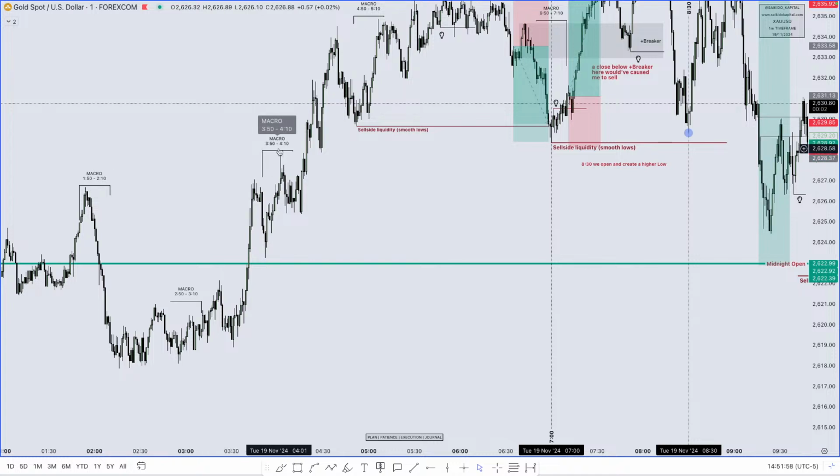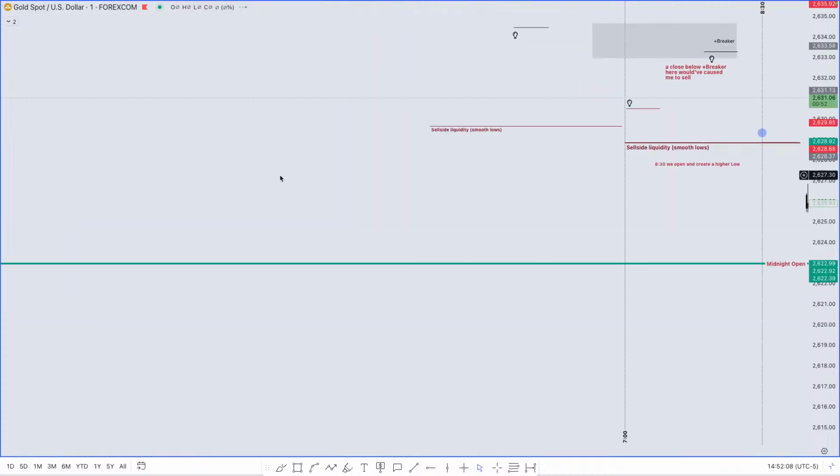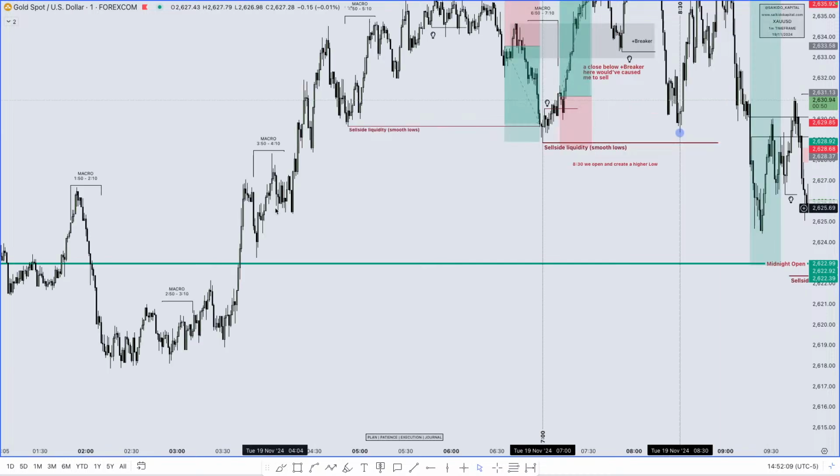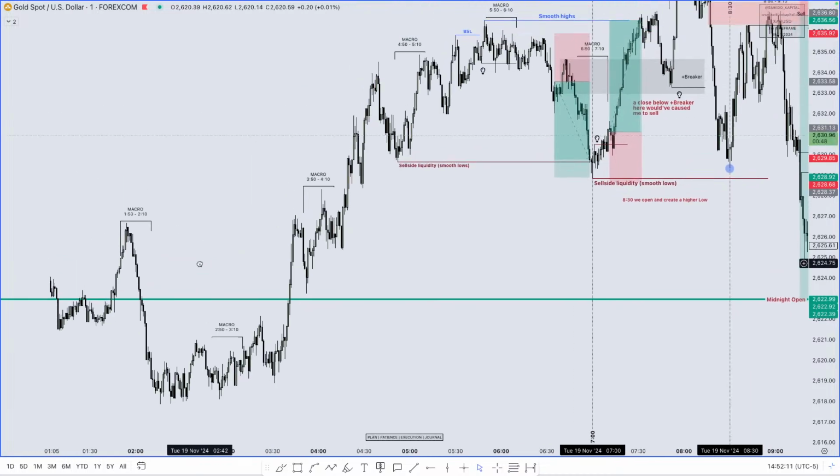And inside this macro, what do you see? It retraces back down to this range here, and then it breaks higher. When it breaks higher, okay, something is happening. I don't know what's happening here. Okay, sorry about that. When it breaks higher like that, it creates a bullish order block.